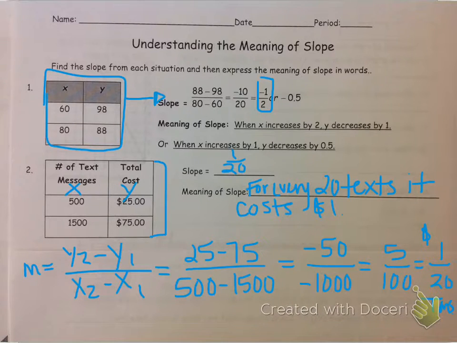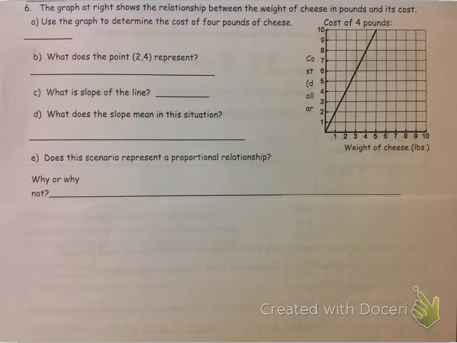Continue doing this for all the problems on this page, and for number 5, you're making up your own real-life situation. So think of a time that you've bought shirts, think about how much it could have cost you, and make your own table. Let's take a look at number 6. So again, we're still doing the same thing. We're looking at slope and the relationship and what it really means in real life.